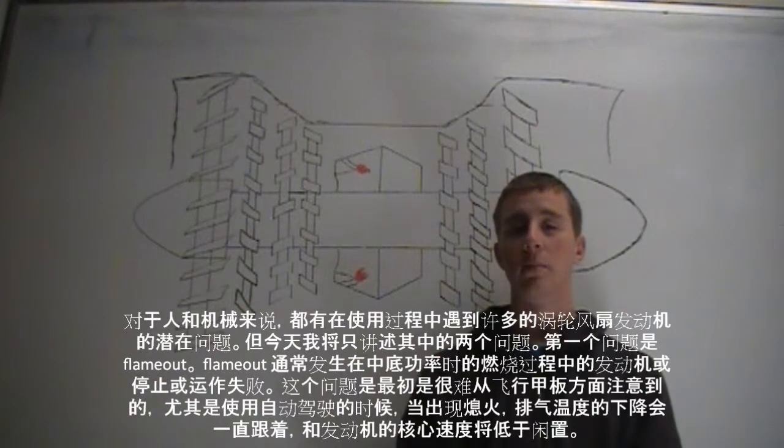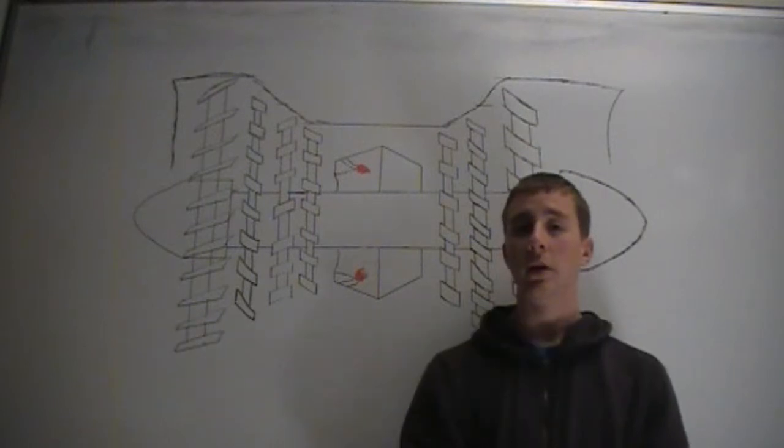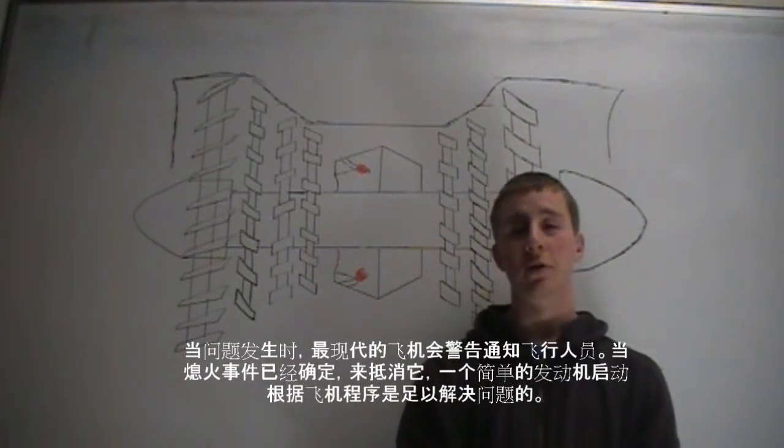Flameout usually occurs at mid to low power, either taxiing or at top of climb, when the combustion process either slows or fails altogether. Initially, flameout is very difficult to detect from the cockpit, especially when flying on autopilot. When flameout occurs, exhaust gas temperatures will drop and the engine speed will eventually drop below idle. Most modern aircraft will have warnings to notify the flight crew that the engine core speed has dropped below idle. To fix, you simply restart the engine according to aircraft procedures, and that usually should be enough to restore the combustion process.